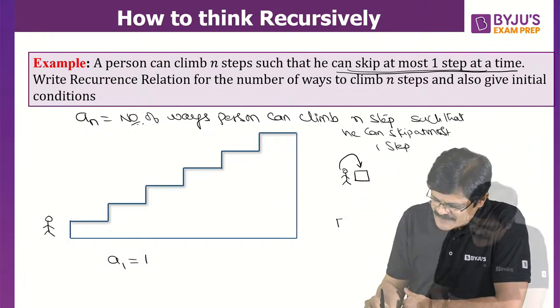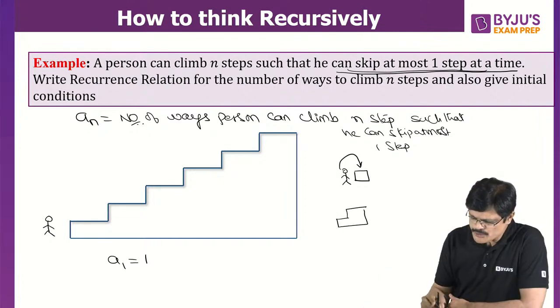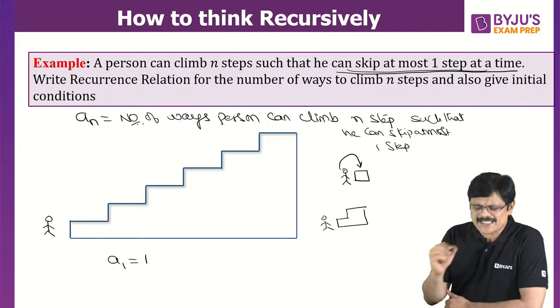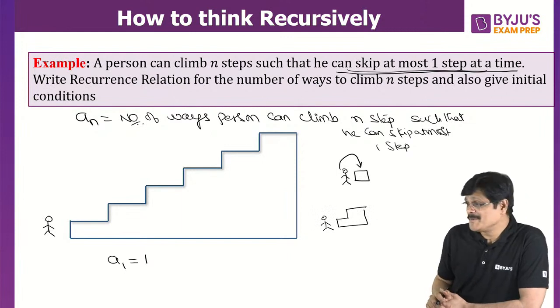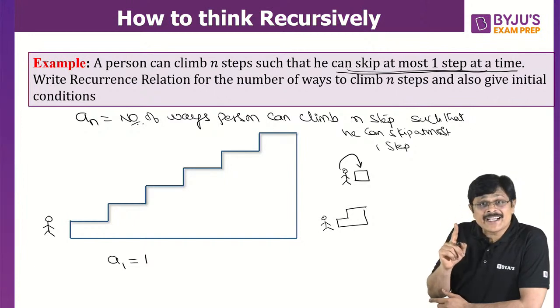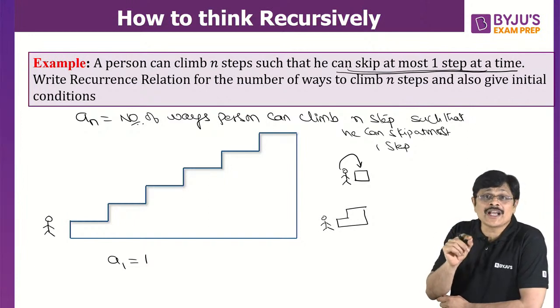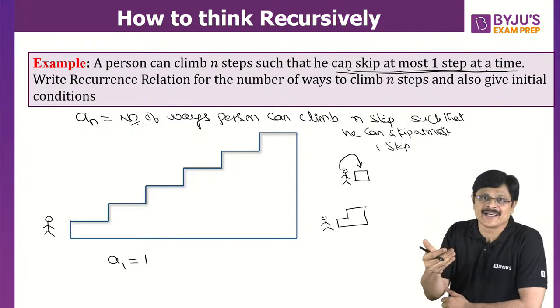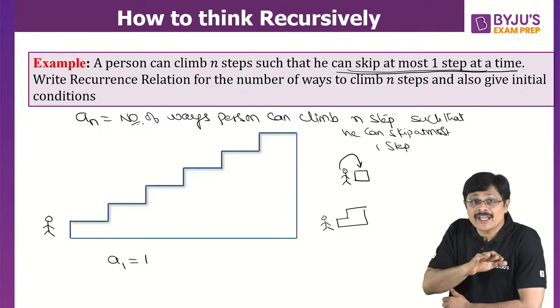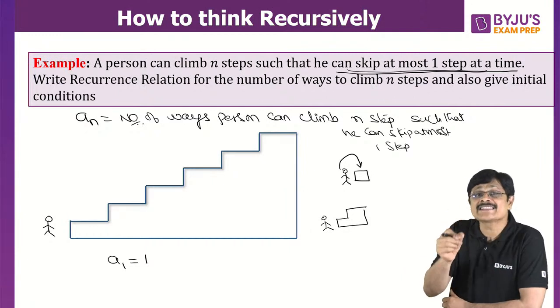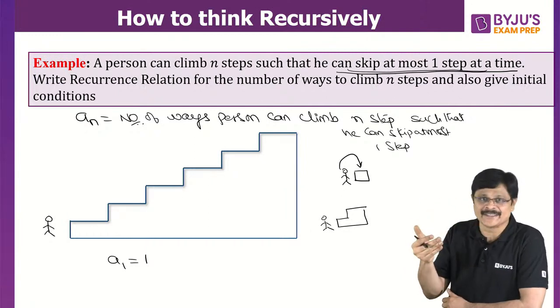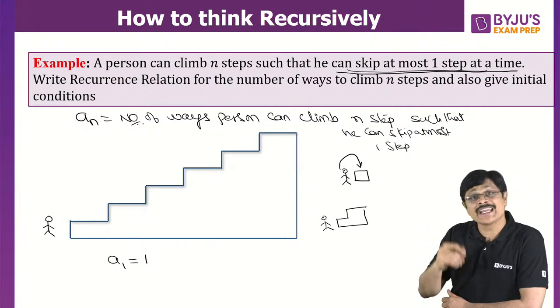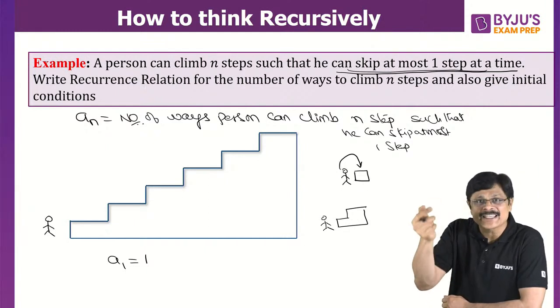Now suppose this person is having two steps, same person, with this condition. How many ways he can climb two steps? With the condition that he can skip. See, it's not like he has to skip. No, he can skip, he can skip one step. That is the condition. He can. Okay? It is not like he has to skip.